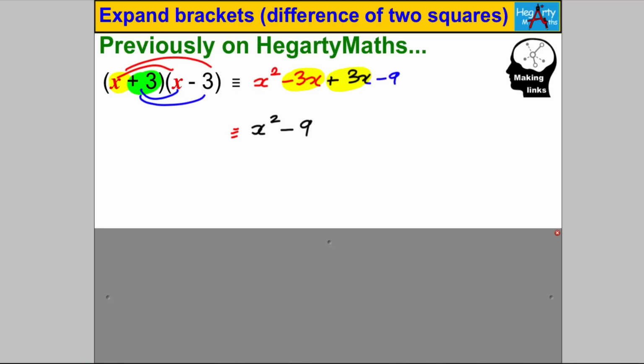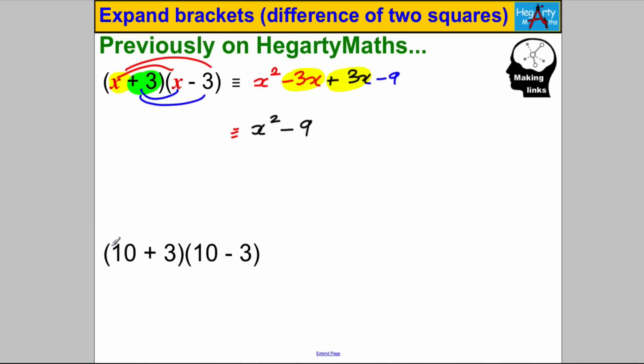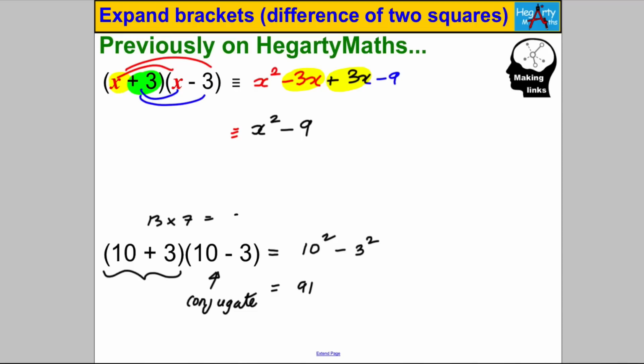Now, I've actually talked to you about something similar to this before. I've shown you something like 10 add 3 multiplied by 10 subtract 3. When you have a bracket multiplied by what I called in the past its conjugate, so 10 add 3, its conjugate will be 10 subtract 3, you will always just get the first term squared, 10 squared, subtract the second term squared, 3 squared. That's 100 take away 9, which equals 91. Do check it out on your calculator. If you did 13 multiplied by 7, you would get 91 as we've got.